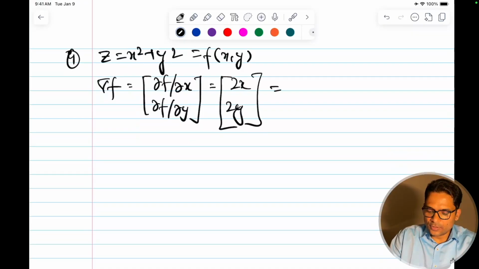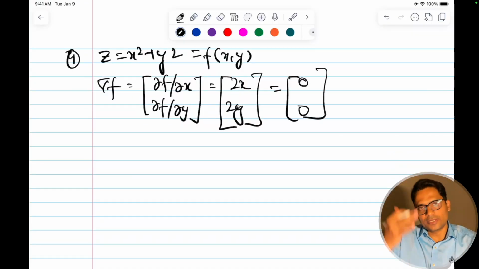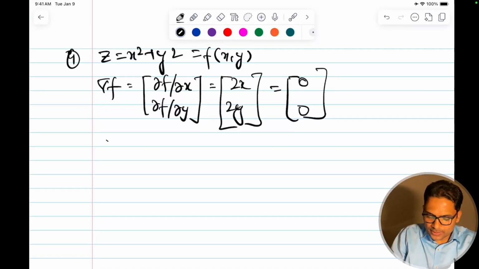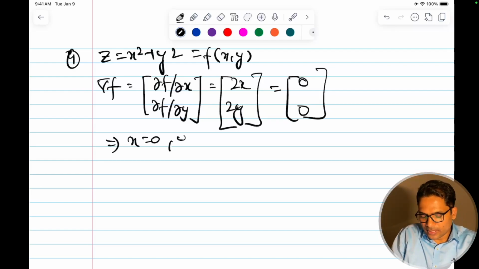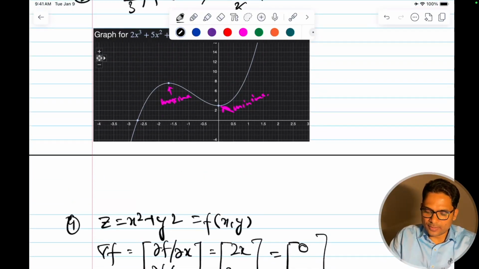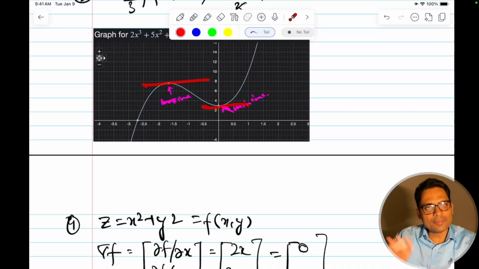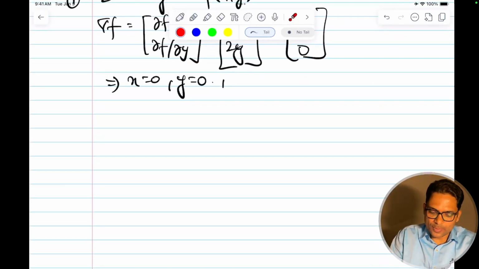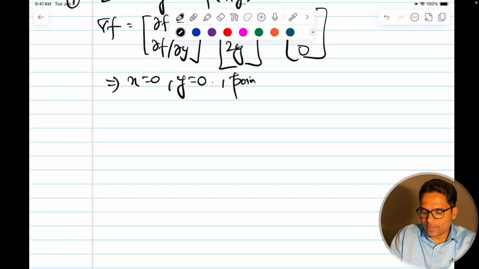Okay, and I'll equate it to 0, 0 because this is a vector now. So this implies x equal to 0 and y equal to 0. This is a point of some optima, maxima or minima. This just tells me it's a point of maxima or minima. Here you saw both cases, right? It can be maxima or minima. So this is a point of optima, we say.